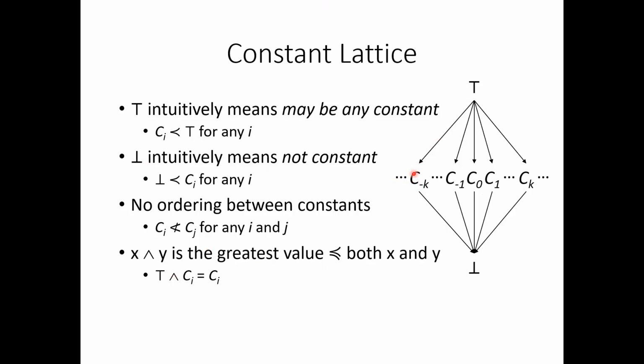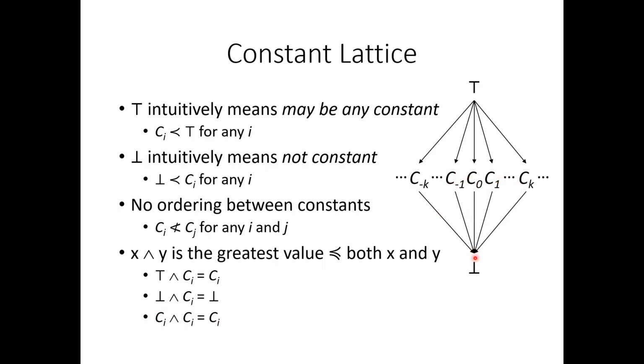What about bottom meets Ci? Bottom meets C negative k is going to be bottom, right? The bottom is the value that is less than or equal to negative k. Ci meets Ci. Where does Ci meet itself? Ci meets Ci at Ci. The value that is less than or equal to both Ci and Ci is Ci. What about Ci and Cj? If I have C minus 1 and C1, where do they meet?